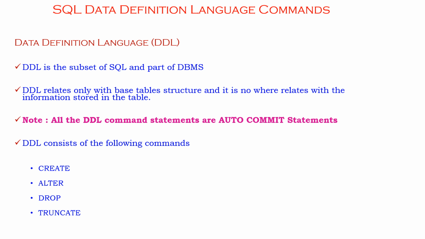By default, all the DDL command statements are auto commit commands. So we need not write any explicit commit statements for DDL commands. All the changes we make with the help of DDL commands are permanently saved to the database. Basically we have DDL commands under four categories: create, alter, drop, and truncate. Let's see them one by one.